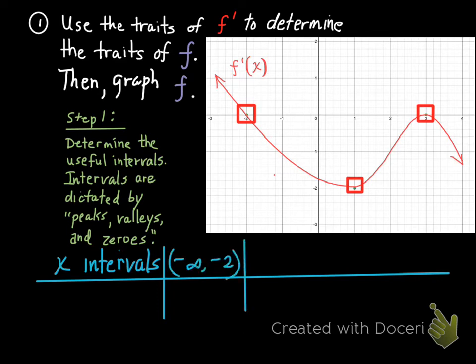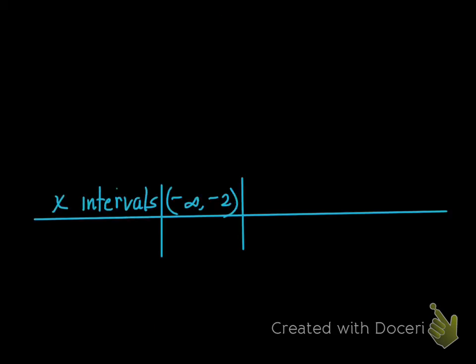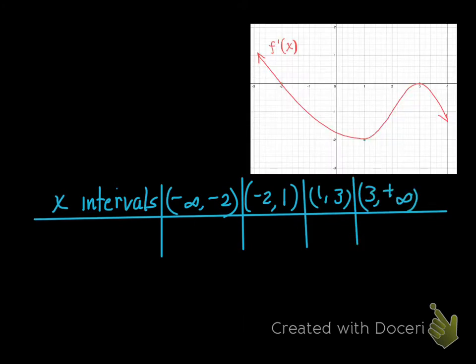Here's the intervals we're talking about. We want to go from -infinity to -2, and then from -2 to 1. The next interval is from 1 to 3. And finally, I see that arrow to the right of 3. We're going 3 to positive infinity. Those are the intervals. So that's the first step in arriving at a graph of f when given a graph of f prime. Determine the x intervals that are useful. Peaks, valleys, and zeros. Next. So I'm just rewriting what we have so far, these x intervals. There's the graph. And here comes step 2.